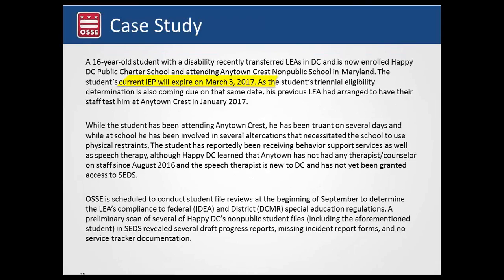Okay, there we go. So one of our concerns here is that when a student transfers LEA and their IEP will become expired, the non-public and the LEA agree to convene a review of the student's IEP within 30 days.